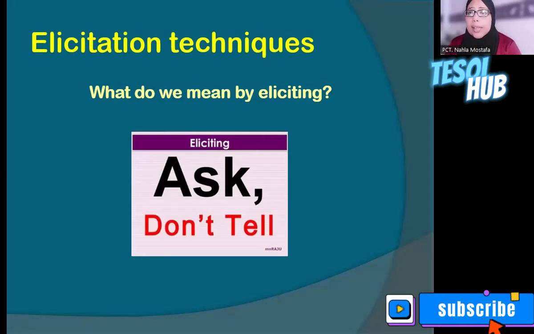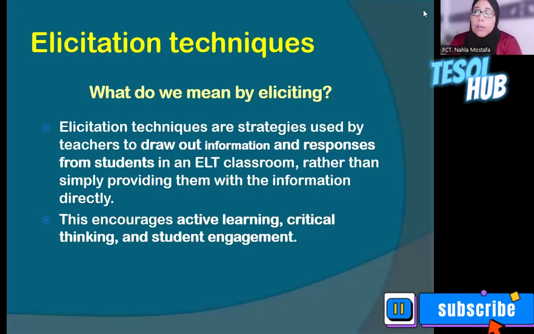Let's look at the importance of elicitation. Why do you think it is important to let the students elicit? Of course, let me say first, what does elicitation mean? It means that we draw out the information, or we ask students to respond to the word or to the grammar structure rather than giving them the information easily, rather than spoon feeding them, as we say. So we encourage them to have active learning, critical thinking, and engagement.